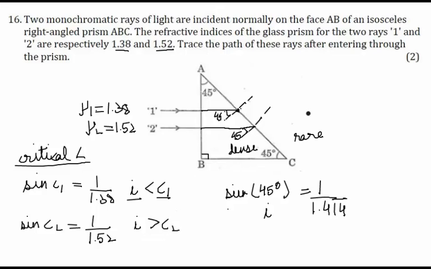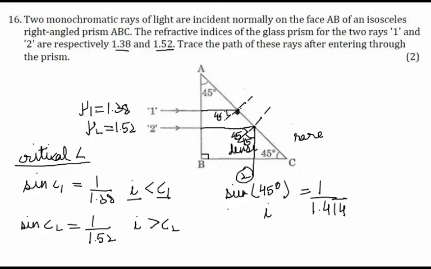So that means for the second ray, we are sure that it will be a case of total internal reflection. That means there will be no refraction, it will just suffer a reflection. The reflection will look something like this, because the angle of incidence is equal to the angle of reflection, so this will also be 45. So we have done it for the second ray. The second ray will go like this. It will totally reflect.